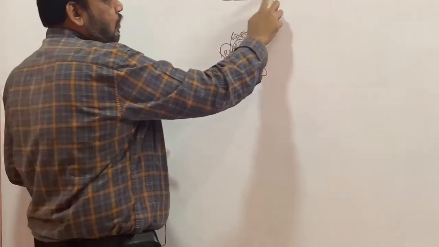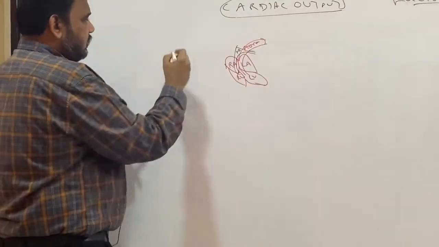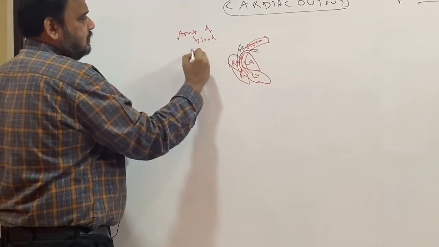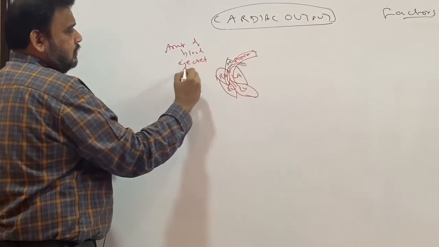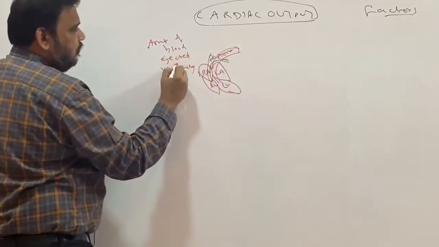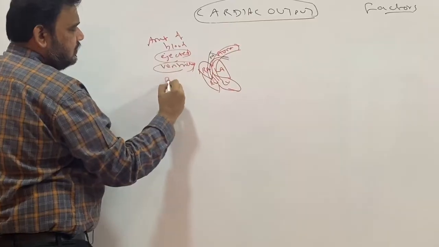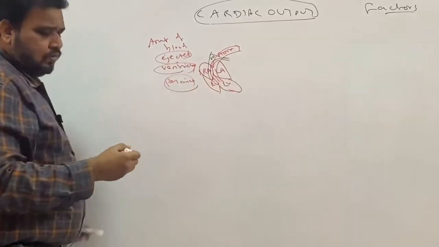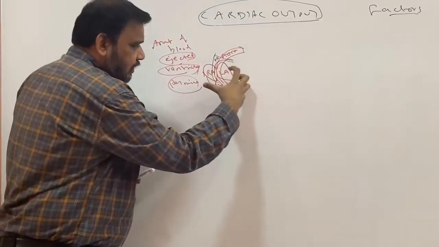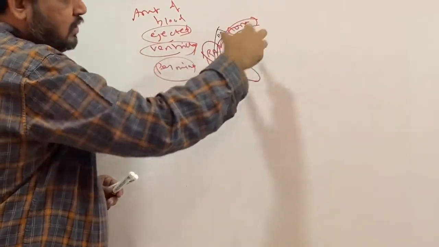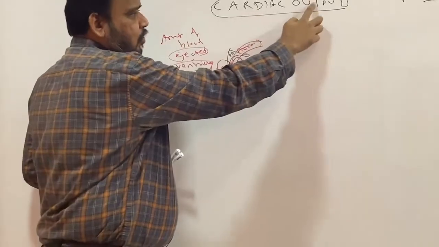So the definition of cardiac output is the amount of blood ejected from the ventricles per minute. Very important, I again repeat, cardiac output is the amount of blood ejected from the ventricles per minute. So it could be either the right ventricle or the left ventricle. The left ventricle pumps the blood and sends it into the aorta for circulation.